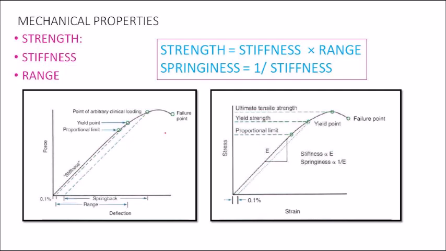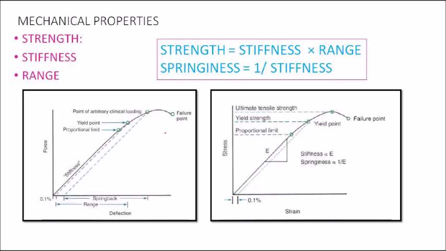So stiffness and modulus of elasticity are directly proportional. So an increase in modulus of elasticity increases the stiffness of the material but reduces the springiness of the material. Also, if there is an increase in stiffness, there will be a decrease in springiness.